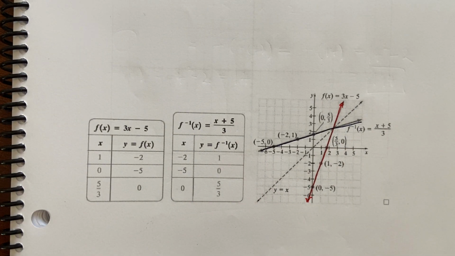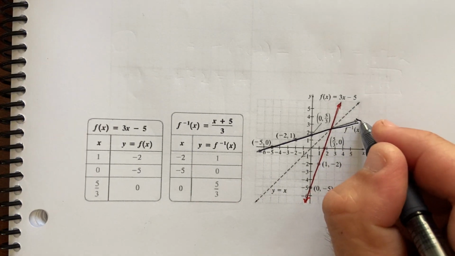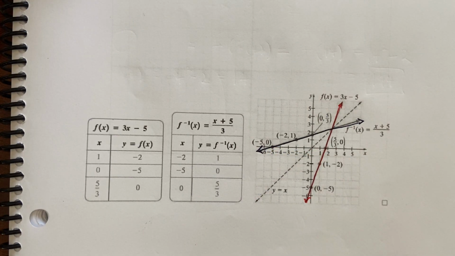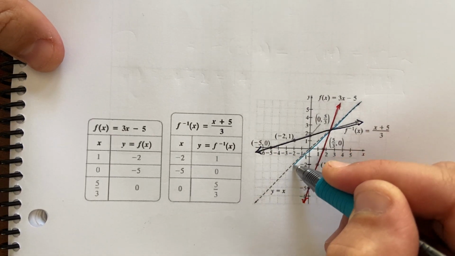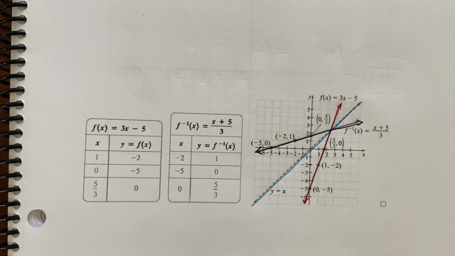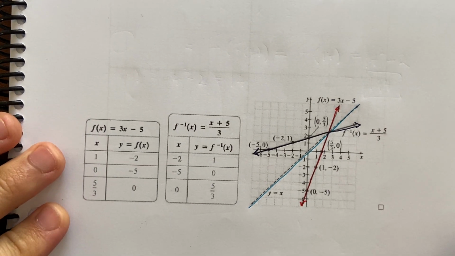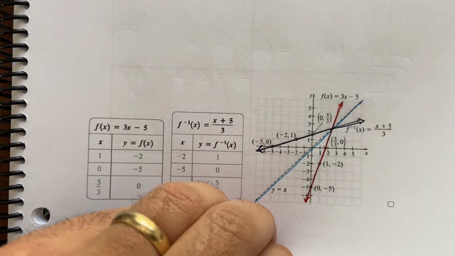Then they will always be symmetric across this y equals x line. So that'll be the geometry that we expect for these. Okay, I'll mention more about that in a second.